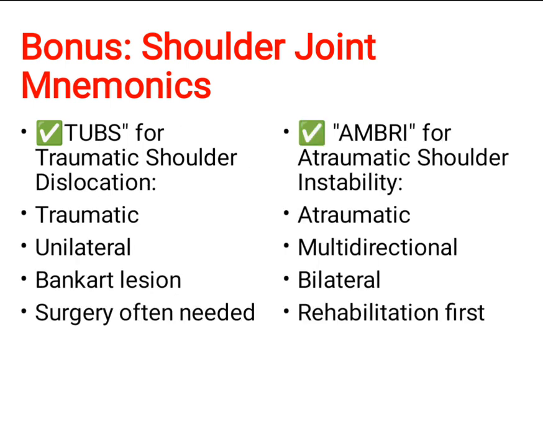TUBS for traumatic shoulder dislocation: Traumatic, Unilateral, Bankart lesion, Surgery often needed. AMBRI for atraumatic shoulder instability: Atraumatic, Multidirectional, Bilateral, Rehabilitation first, Inferior capsular shift if needed.